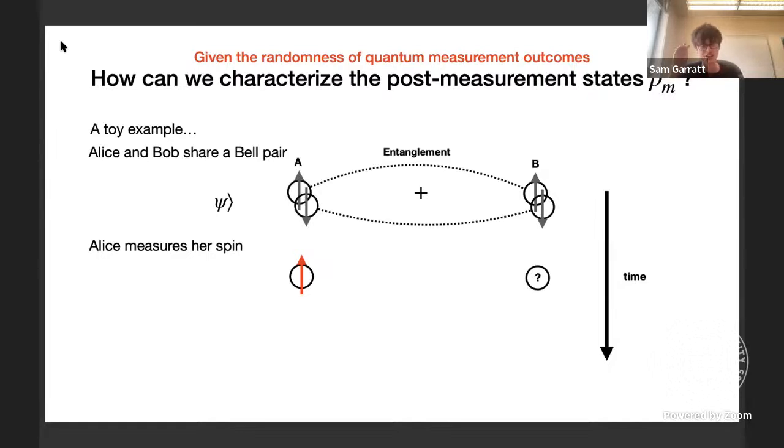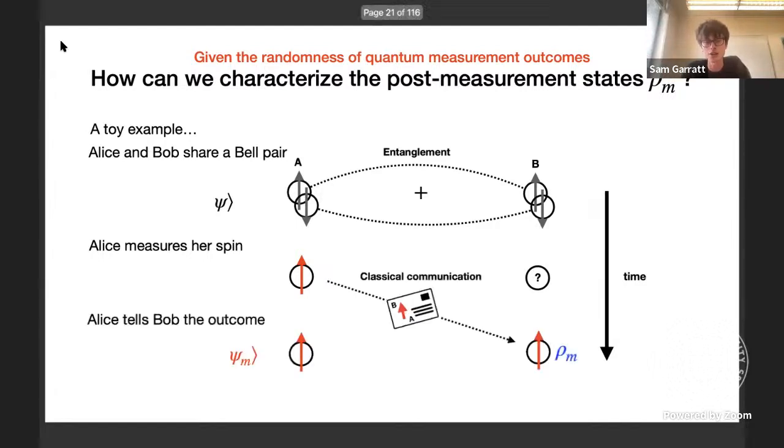At this stage, when Alice and Bob are very far away, they haven't communicated. At this stage, Bob's description of his spin is unchanged. That is, Bob's description of the state of his own spin is a maximally mixed density matrix. But now, if Alice does send some information to Bob, if Alice tells Bob the measurement outcome, then Bob knows the state of his qubit.